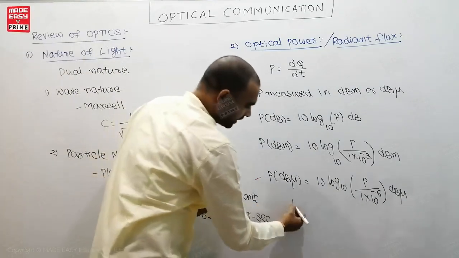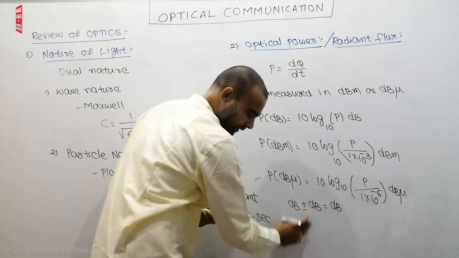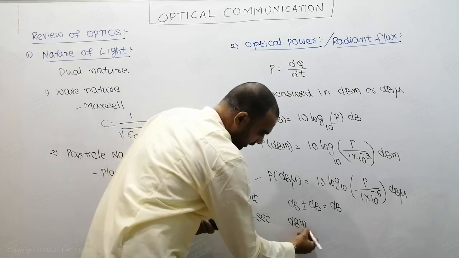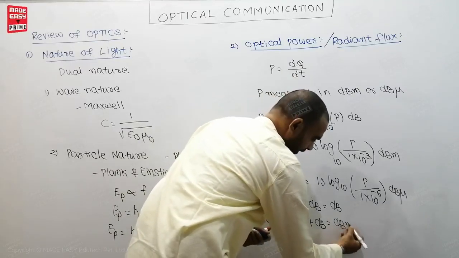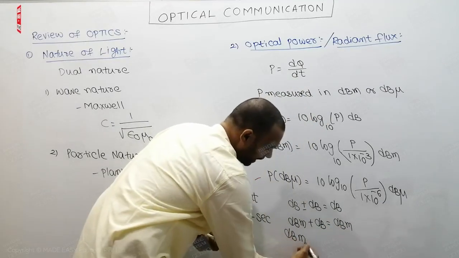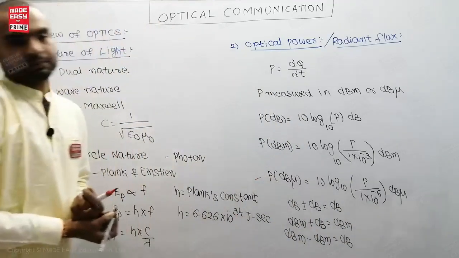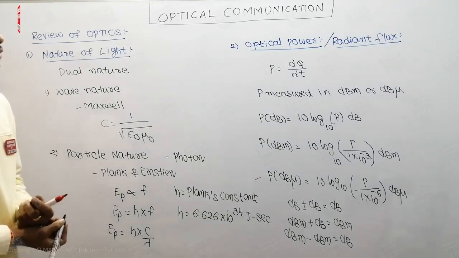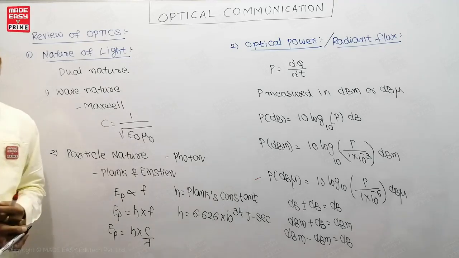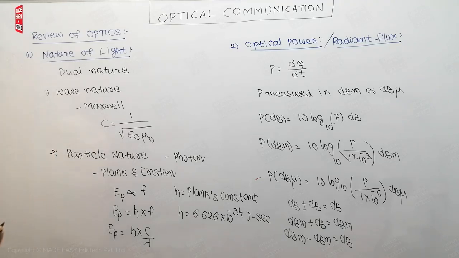Generally we know that dB plus or minus dB is equal to dB, and dBm plus dB is equal to dBm. Similarly, dBm minus dBm is also equal to dB. So this is completely about your optical power, which is also called radiant flux. So this is about the review of optics. We will see the next one.